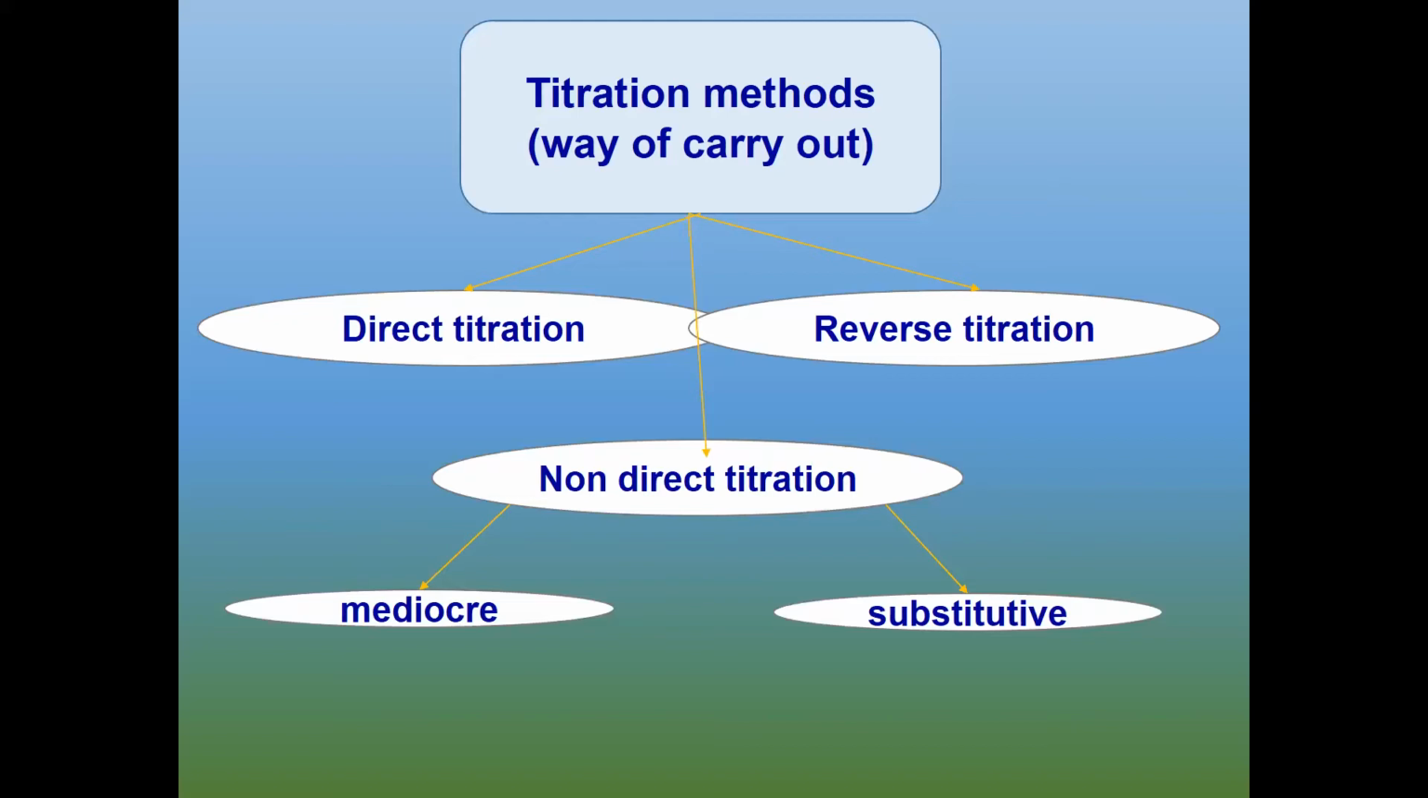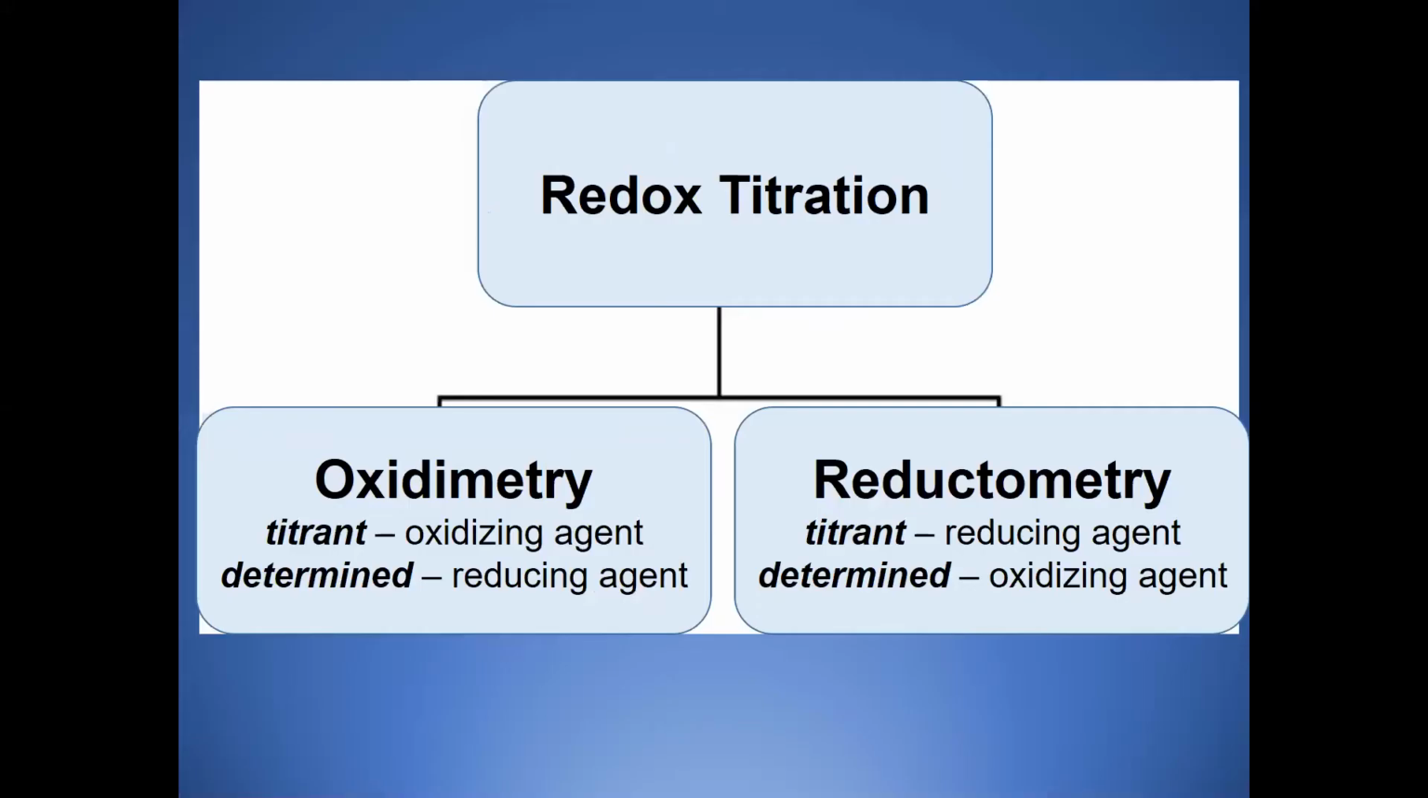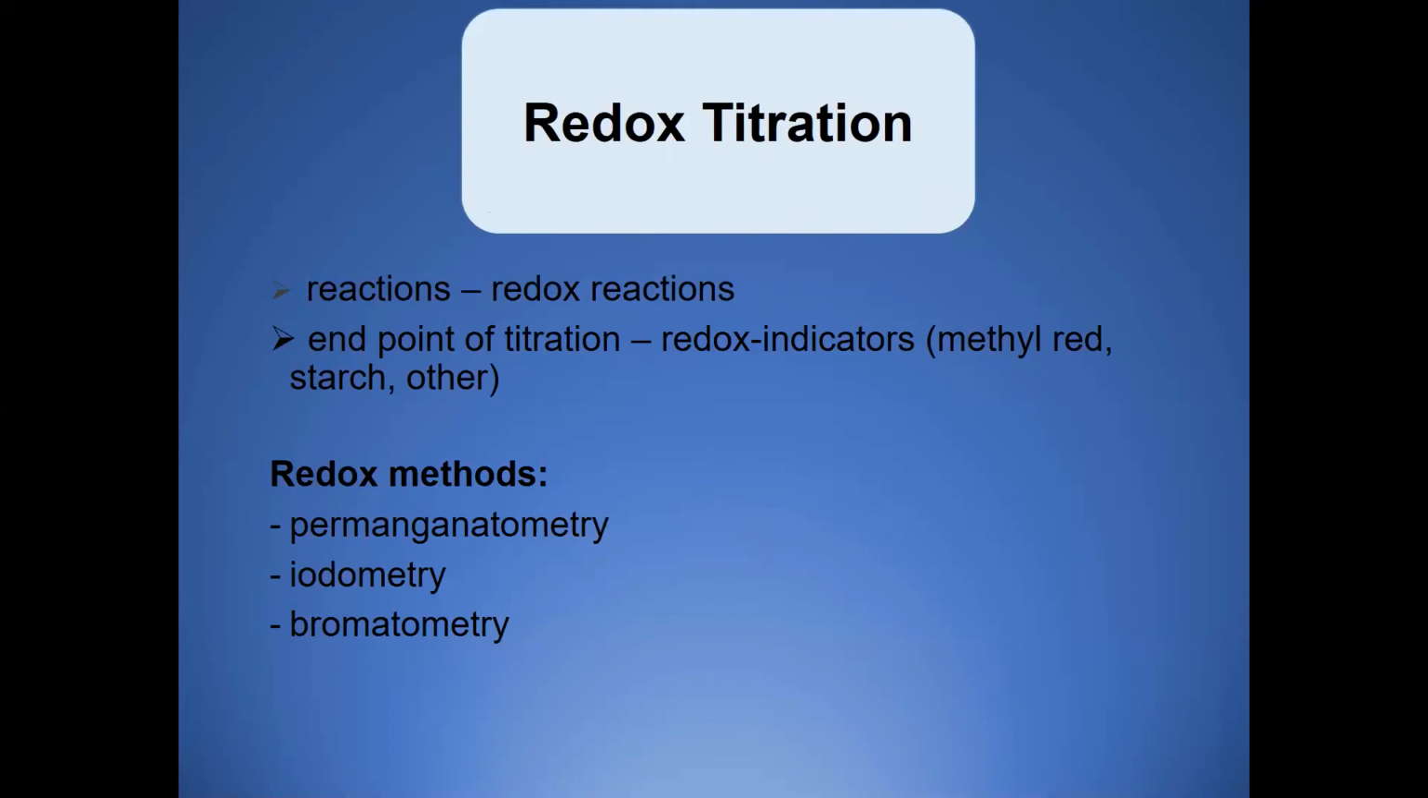Titration methods by way of carrying out: direct titration, reverse titration, non-direct titration, substituted. Redox titration: oxidimetry, reductometry. Redox titration uses redox reactions. Redox methods: permanganatometry, iodometry, bromatometry.